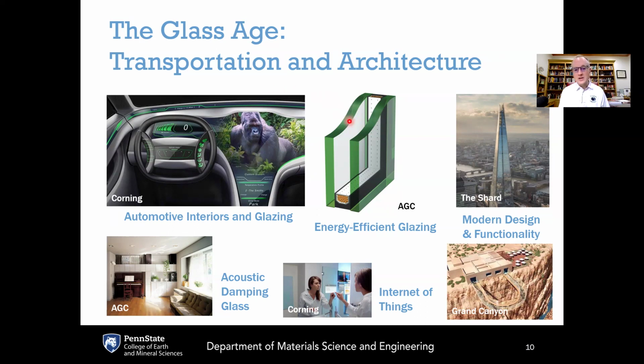In the field of architecture, obviously energy efficiency is one of the most important things for buildings. A traditional double pane window has 2 panes of glass filled with a noble gas in between to help improve the thermal insulating ability of the double pane window.